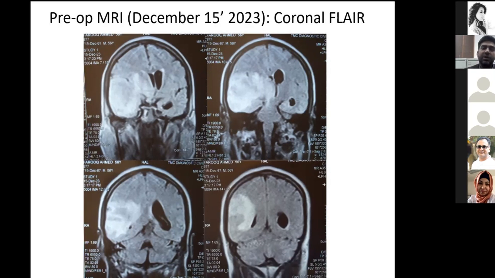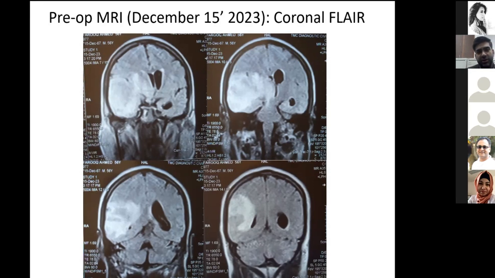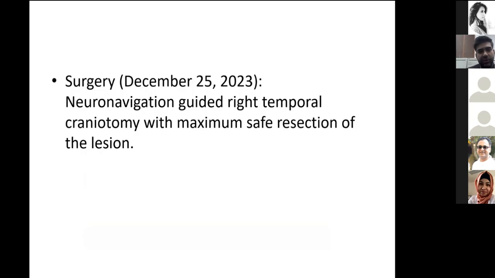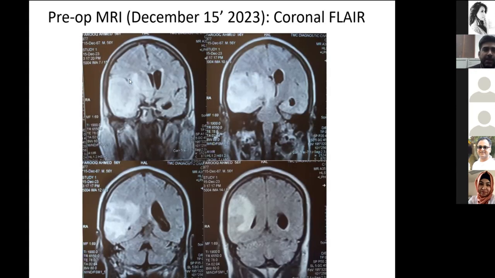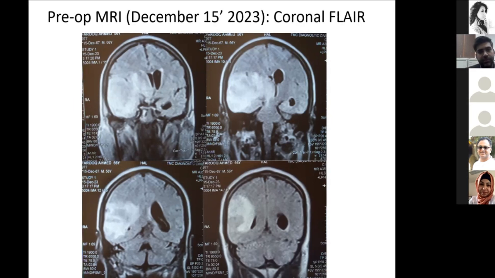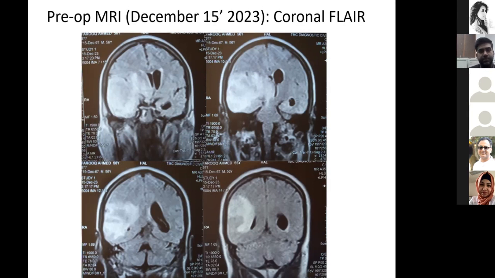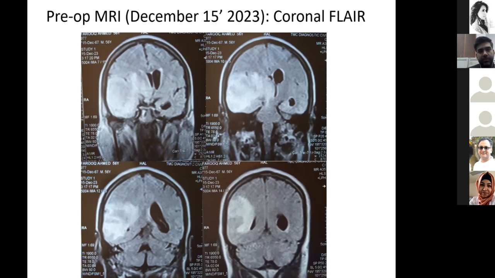And will you call it the right temporal, or do you think it is also going a little bit into the Sylvian fissure, or is it below the Sylvian? It's below the Sylvian fissure. Though it's causing a mass effect and pushing it anteriorly and superiorly, it's predominantly within the temporal lobe.